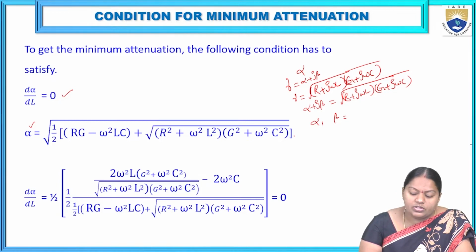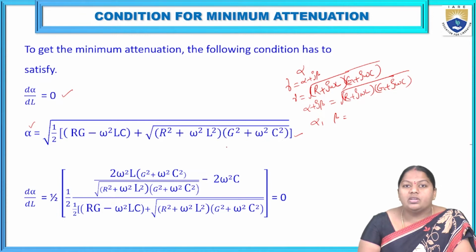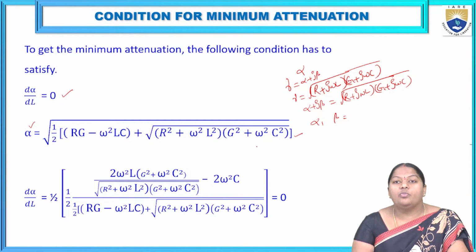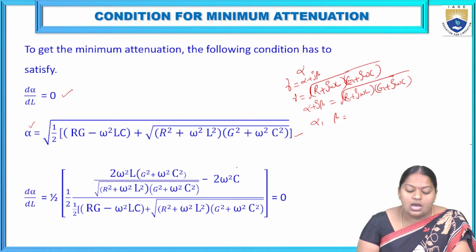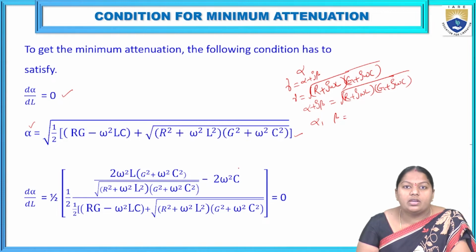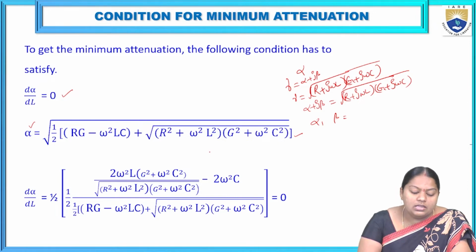Consider this equation, which consists of all the primary constants of a transmission line: resistance R, inductance L, capacitance C and conductance G, along with the operating frequency omega. So alpha equals root over 1 by 2 into (RG minus omega square LC plus root over R square plus omega square L square into G square plus omega square C square). Now apply this alpha to the condition for minimum attenuation.